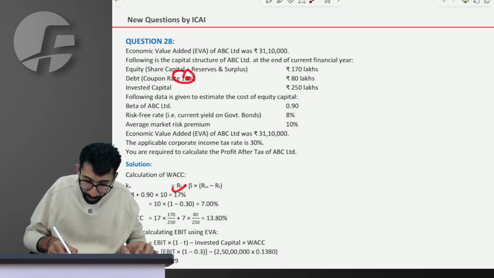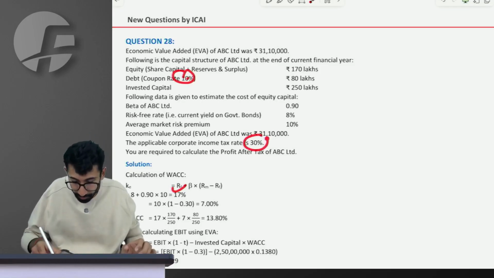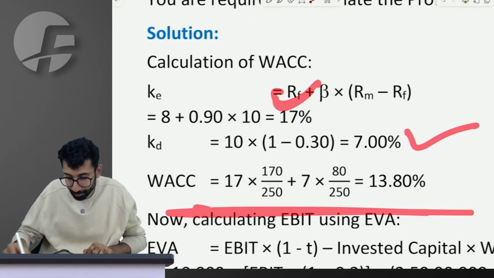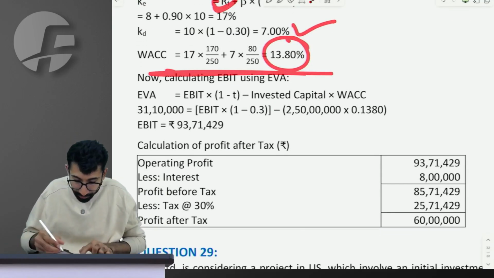KD is 10% into 1 minus T, which is 7%. So KD is 7, and K is 17. What is the weighted average cost of capital? 13.8. Now you look at it.